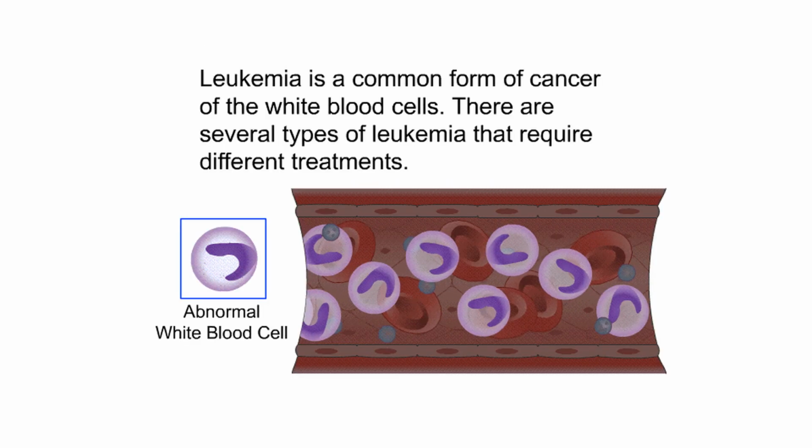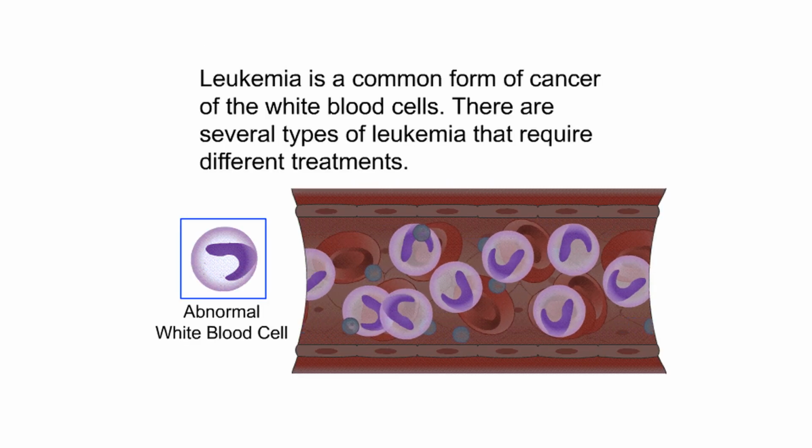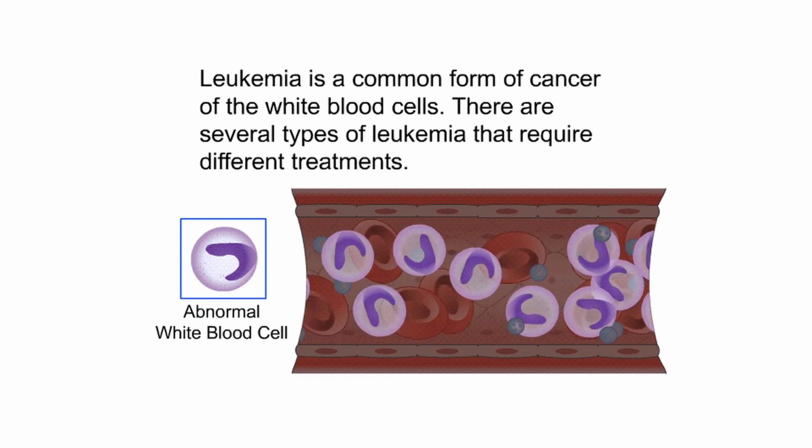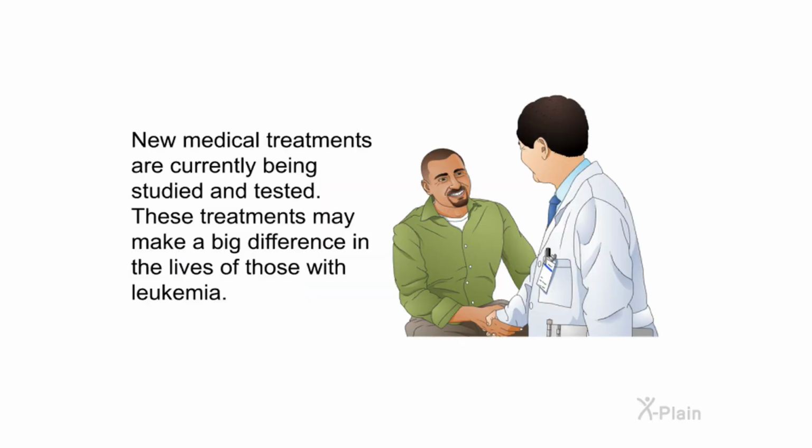Summary. Leukemia is a common form of cancer of the white blood cells. There are several types of leukemia that require different treatments. New medical treatments are currently being studied and tested. These treatments may make a big difference in the lives of those with leukemia.